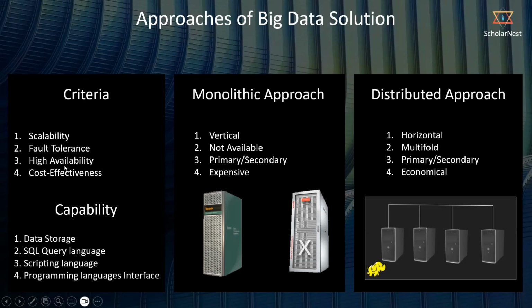The third criteria was high availability. So how do these systems make my business keep on running forever, without having downtime? Sometimes high availability and fault tolerance look like related things, but they are two different concepts.